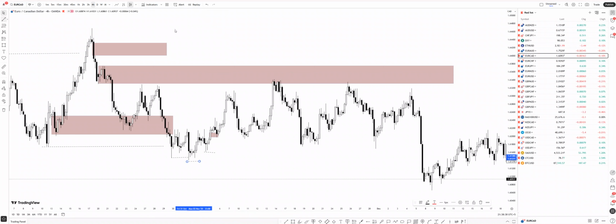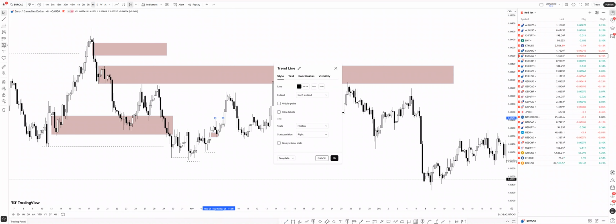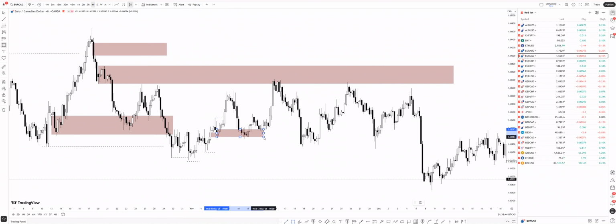If your bias is bullish, you can take every bullish breakout structure, and when the market retests this order block, the market is going to hit take profit. Okay, I hope you understand.